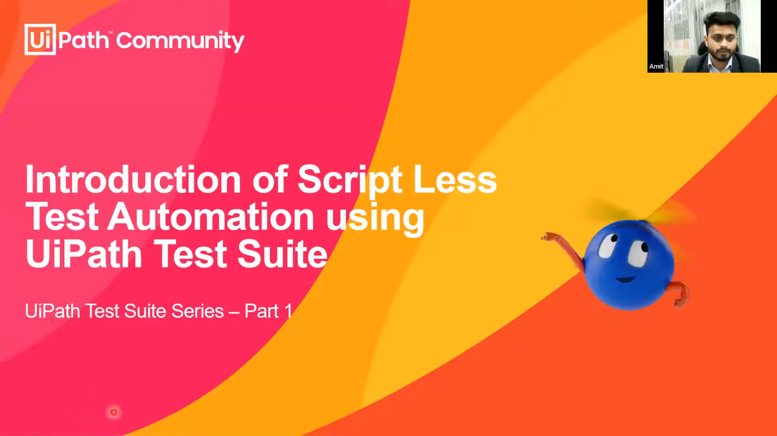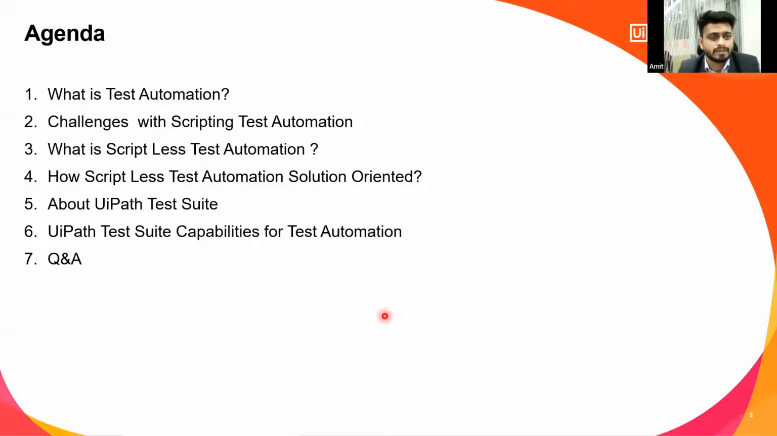So let's proceed further and see today's agenda. We'll see what test automation is and how we can start test automation. What are the challenges we are currently facing with scripting test automation? Then what is scriptless test automation, and how does scriptless test automation overcome these challenges and provide the solution for test automation? Then we'll see the UiPath test suite and its capabilities regarding test automations. After that, if you have any other questions, we'll answer them. That's the agenda which we have.